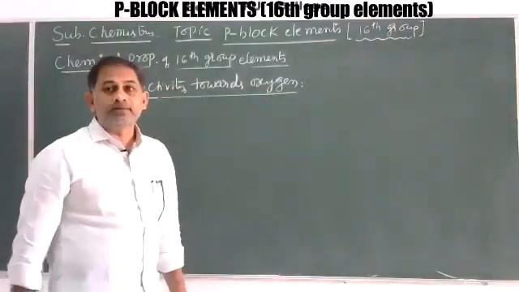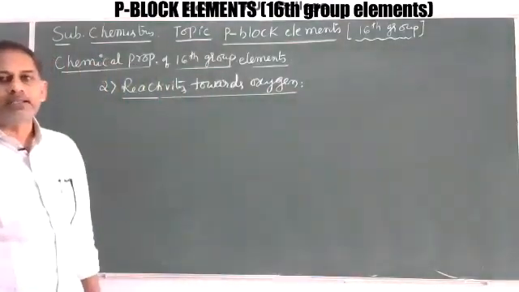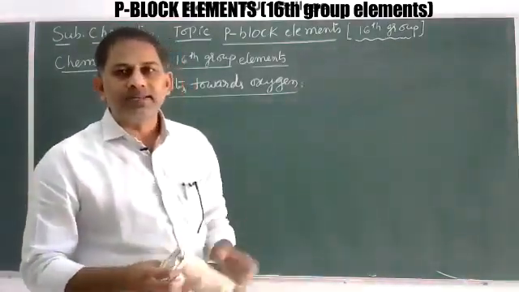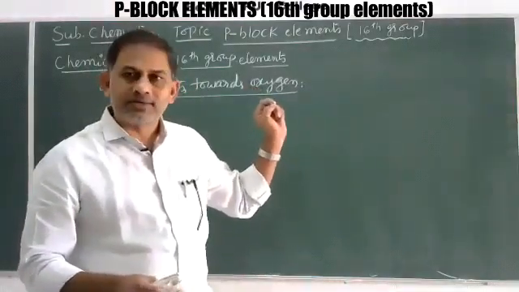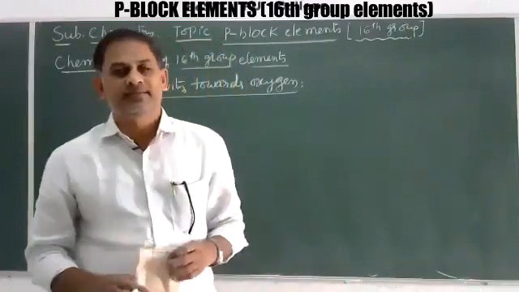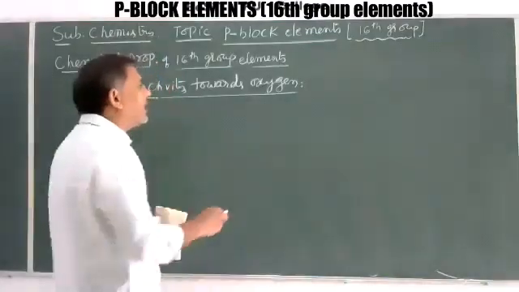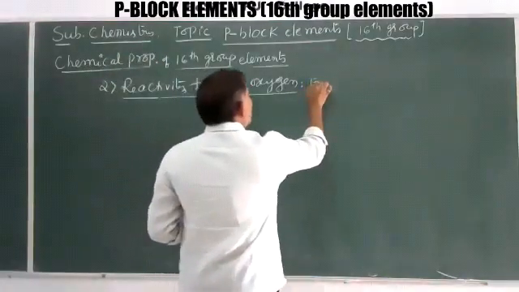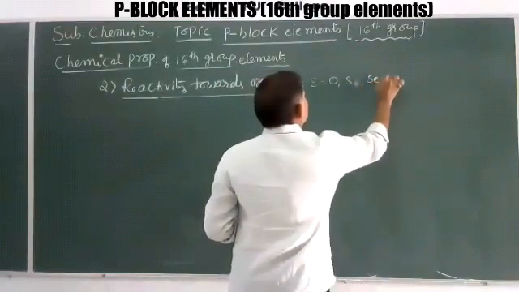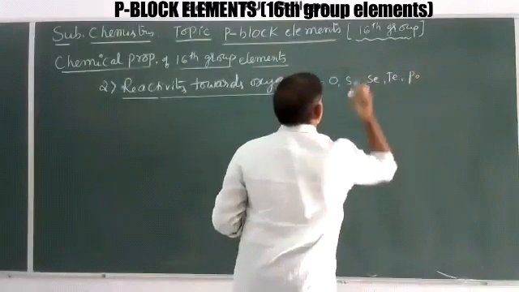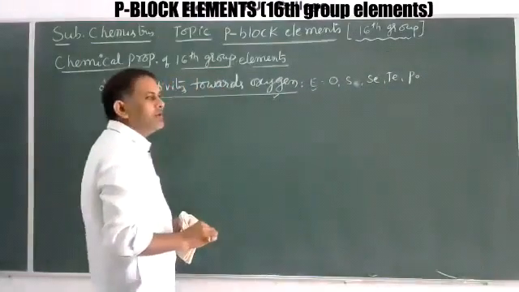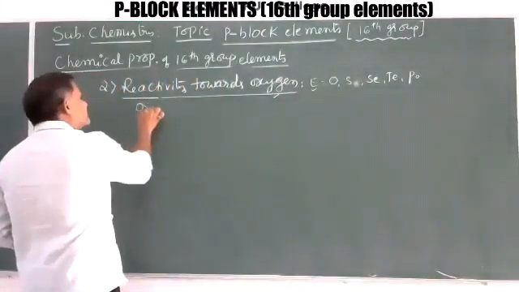Next, the second important chemical property: reactivity towards oxygen. In reactivity towards oxygen, the first element of the 16th group is oxygen itself. Oxygen combines and gives the corresponding oxides. The 16th group elements are oxygen, sulfur, selenium, tellurium and polonium. These elements combine with oxygen directly and form the corresponding oxides.